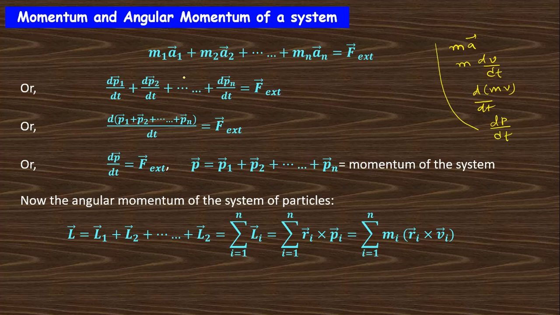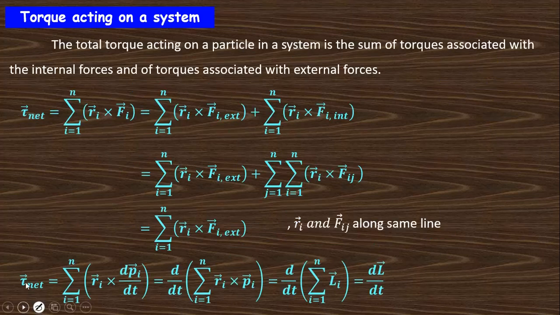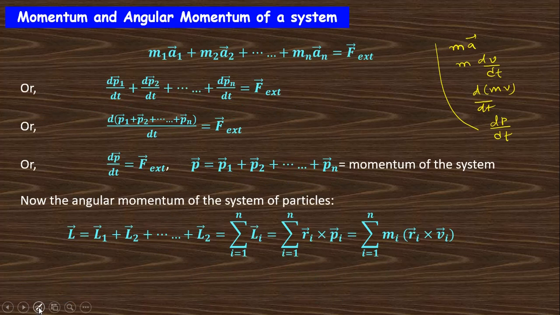Clear? So we can write m1a1 as dp1/dt, m2a2 as dp2/dt, like that, right? So if you take d/dt common and add these, p1, p2, p3, where p1 is the linear momentum of particle 1, this is particle 2, this is particle n. So dp/dt will be like that, where P is the summation of all the linear momenta.